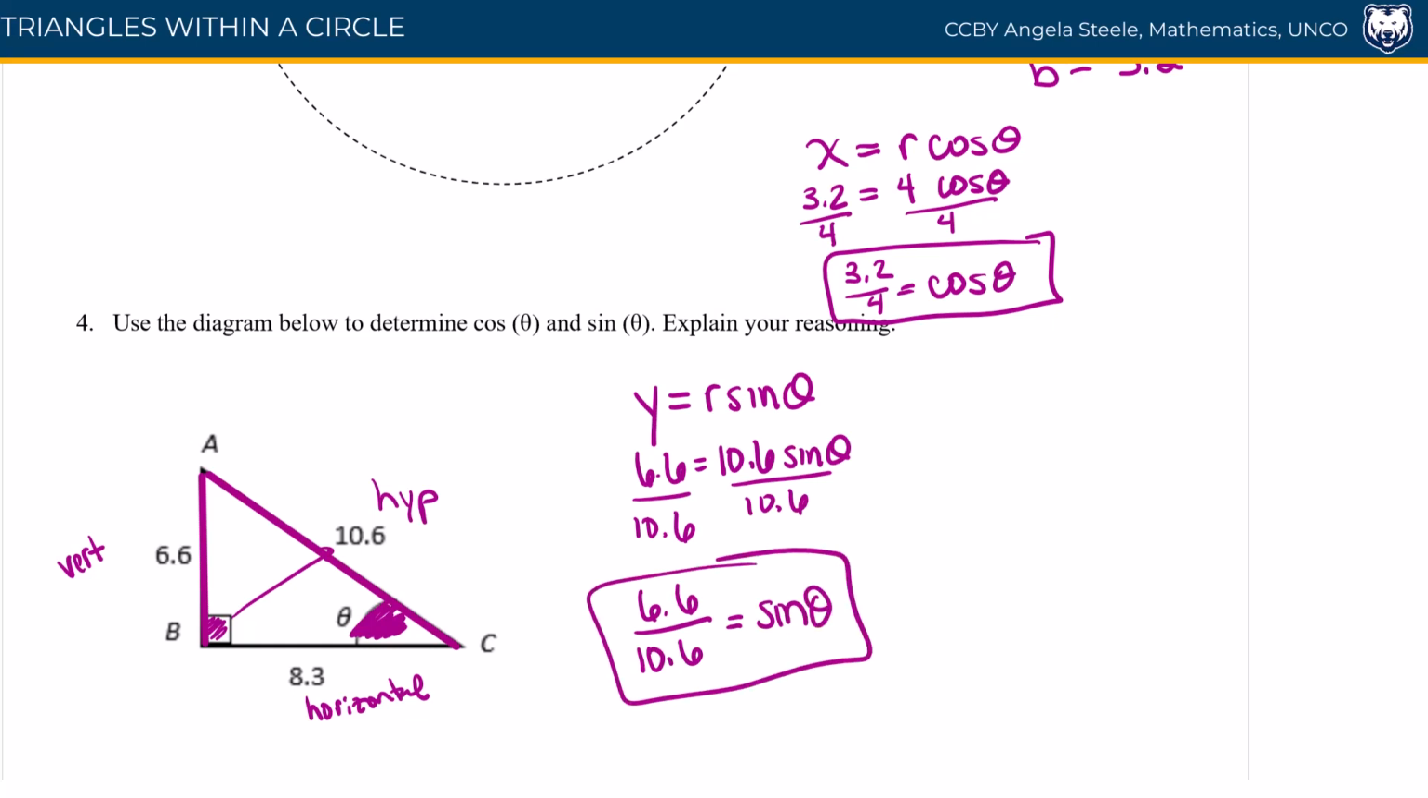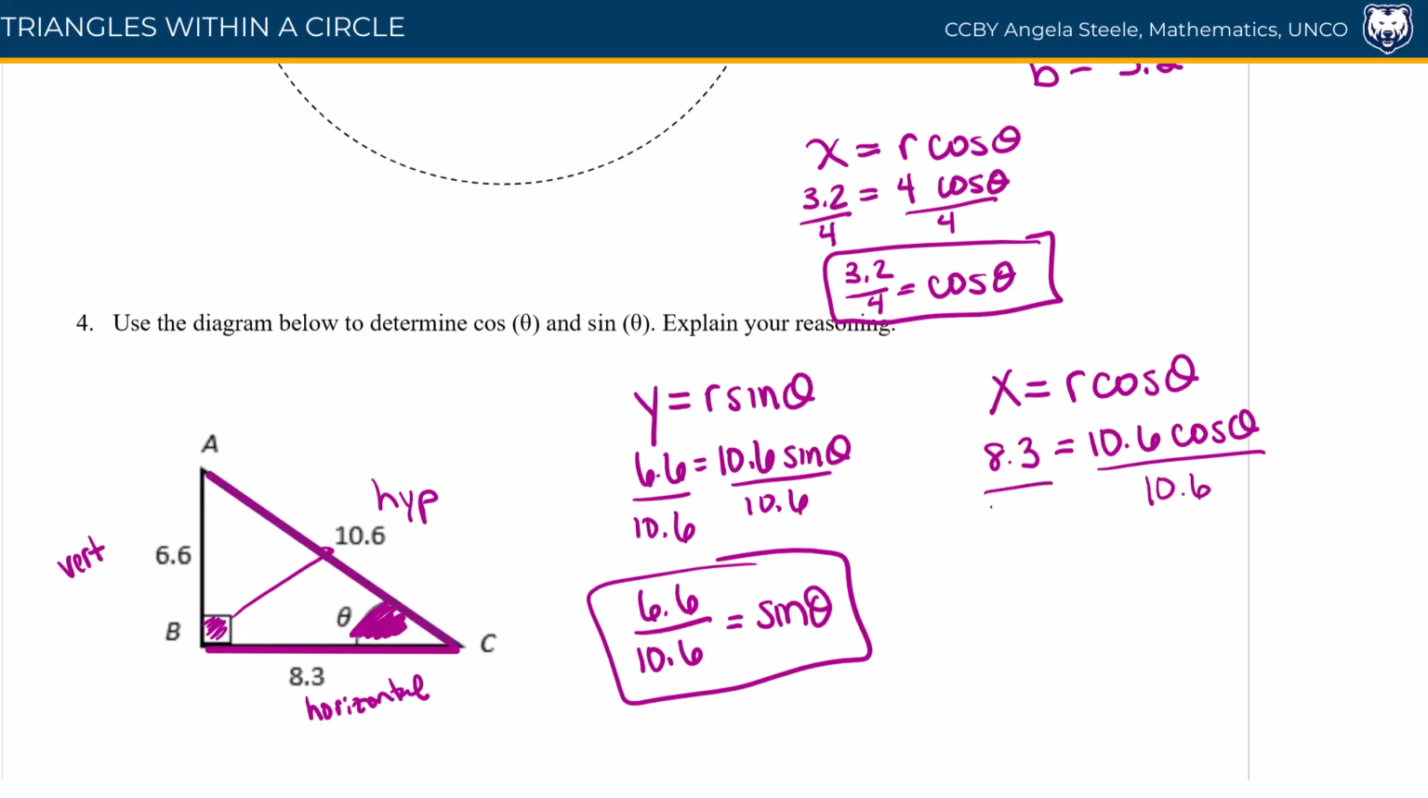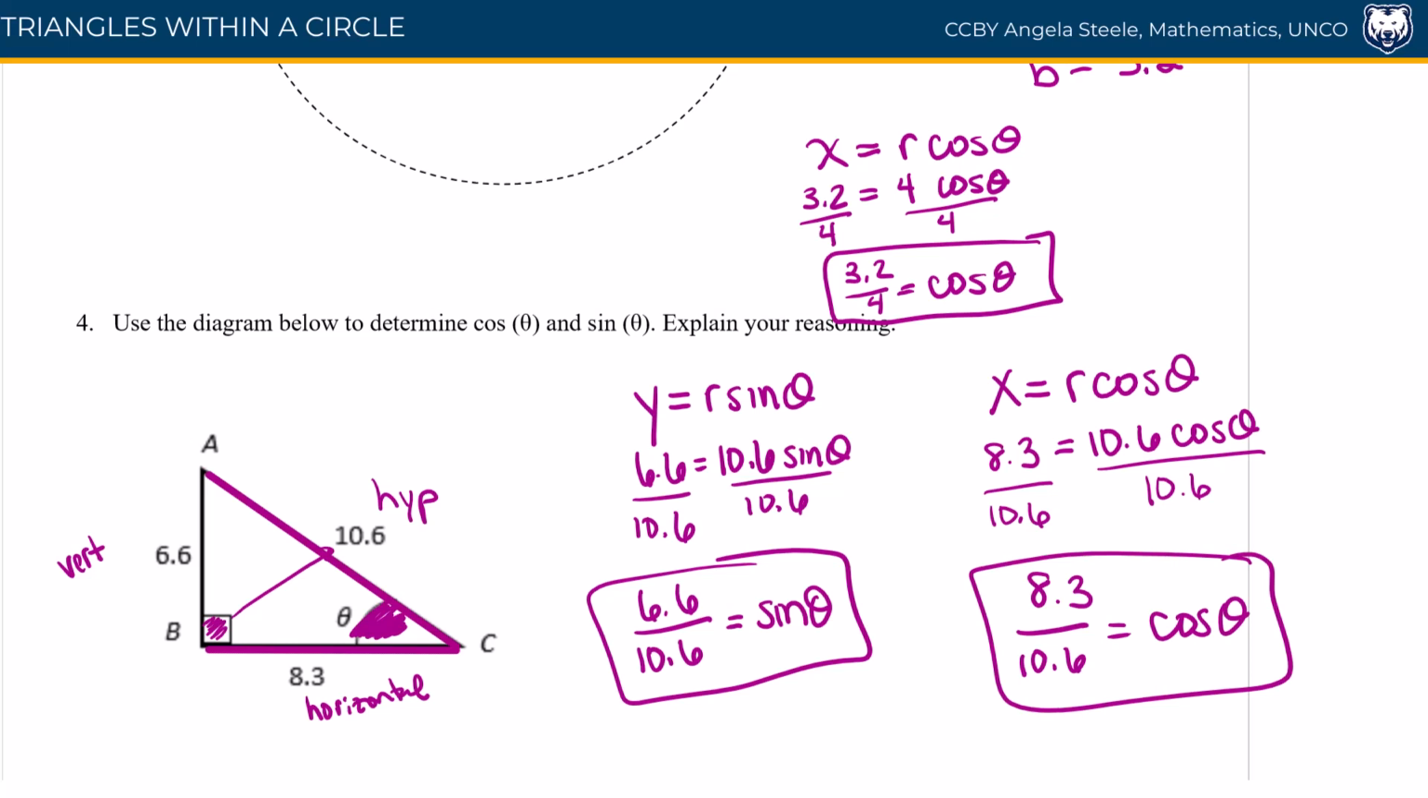And then we're going to do the same thing with our cosine. So cosine is horizontal distance, so x equals r cosine theta. Horizontal distance is 8.3. And then plug in the r, and then divide by the r. And that gives us our cosine of theta.